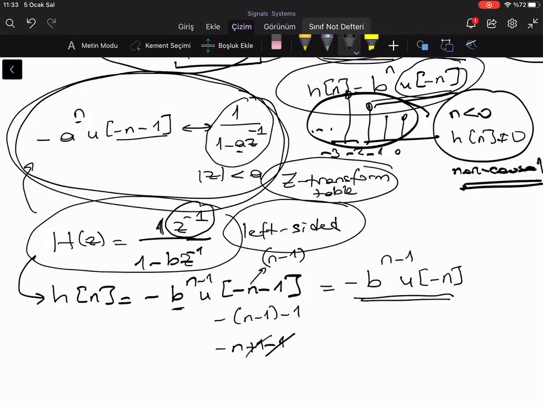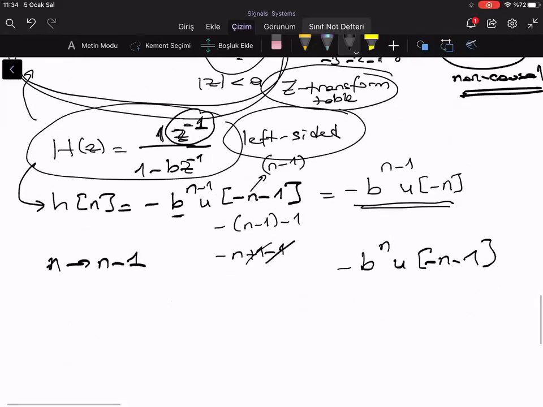Then, if there is a z to the power minus 1 term in my transfer function, then I say instead of n, I will put n minus 1. Before it was minus b n u minus n minus 1. Now I'm going to write here n equals n minus 1. So it becomes b n minus 1. U, instead of this n, I'm going to write n minus 1. I'm going to write minus n minus 1 minus 1.